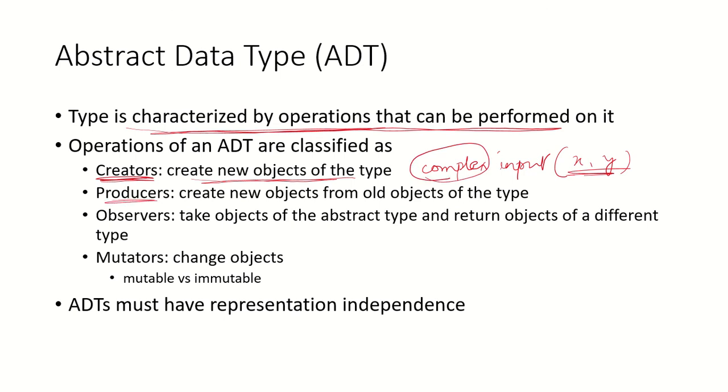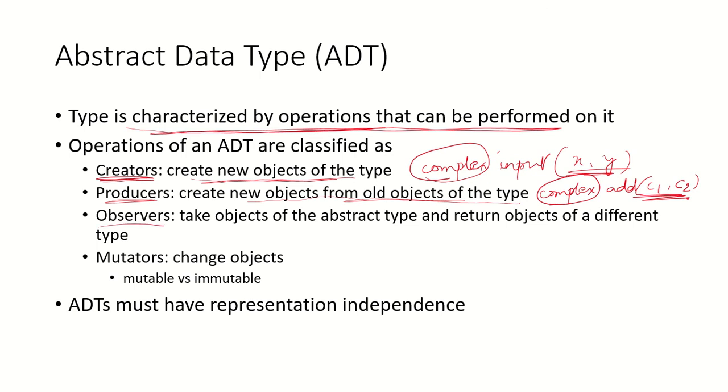Producers are operations which create new objects from old objects of the type. Suppose we do complex add c1 c2. It is taking two complex numbers and creating a new complex number of the same type. So it is creating a new variable of the same type.